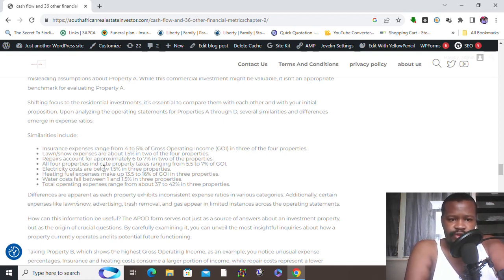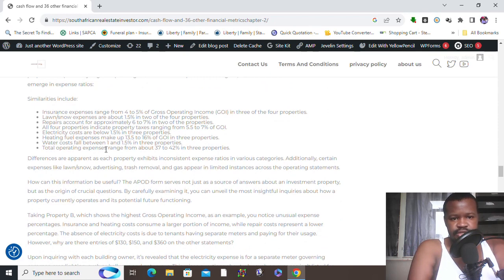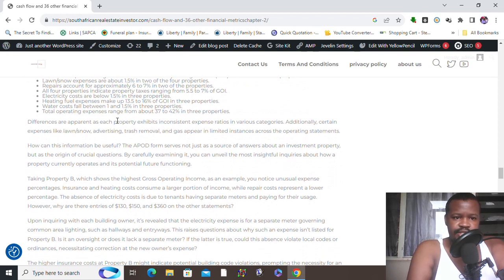Electricity costs are below 1.5% in 3 properties. Heating fuel expenses make up 13 to 16% of the gross operating income in 3 properties. Water costs fall between 1 and 1.5% in 3 properties. The total operating expenses range from 37 to 42% in 3 properties. Differences are apparent as each property exhibits inconsistent expense ratios in various categories. Additionally, certain expenses like grass, advertising, trash removal, and gas appear in limited instances across operating expense statements.